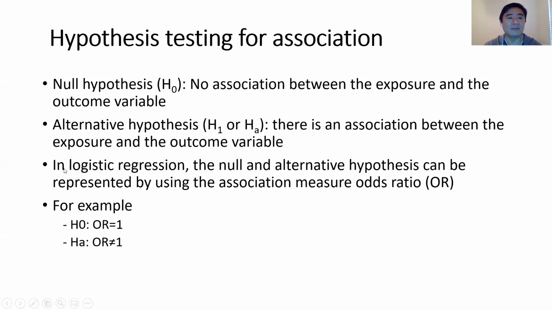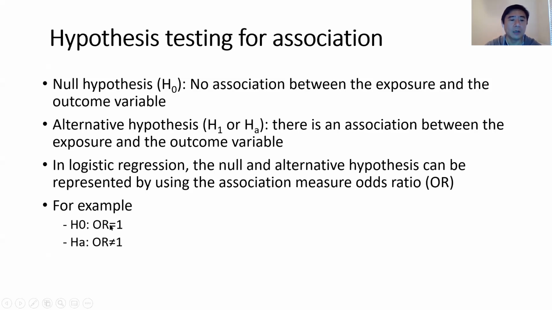Then, specifically in the setting of logistic regression, the null and alternative hypotheses can be represented using the association measure, the odds ratio, or, if you still remember, the estimated parameter beta 1, which we call B1, that is the log of the odds ratio. If you apply the exponential function to that B1 parameter, you get the odds ratio, and then you can have a 95% confidence interval and p-values for the odds ratio. You can base the hypothesis testing on either the 95% confidence interval or the p-values for the odds ratio, or for the log odds ratio beta parameter.